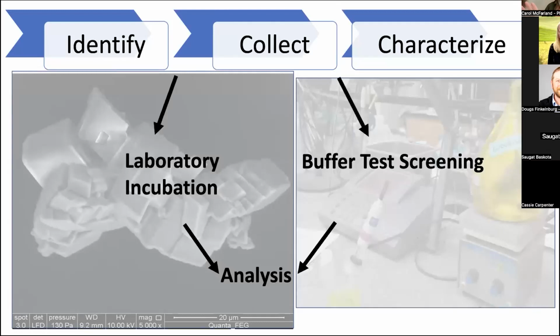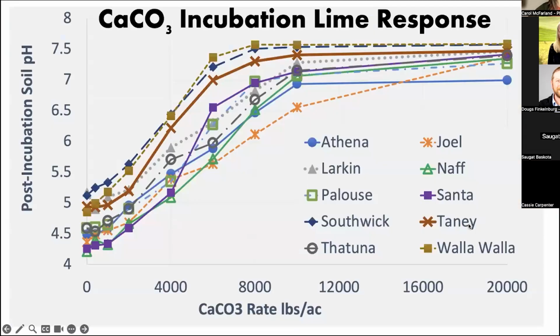So after we did the laboratory incubation on one side and the buffer test screening on the other, just measuring all our soils with all the different buffer tests, we put them together after determining the lime requirements from each soil. So this graph is one of my favorites from my several years in graduate school, focusing almost exclusively on this research.